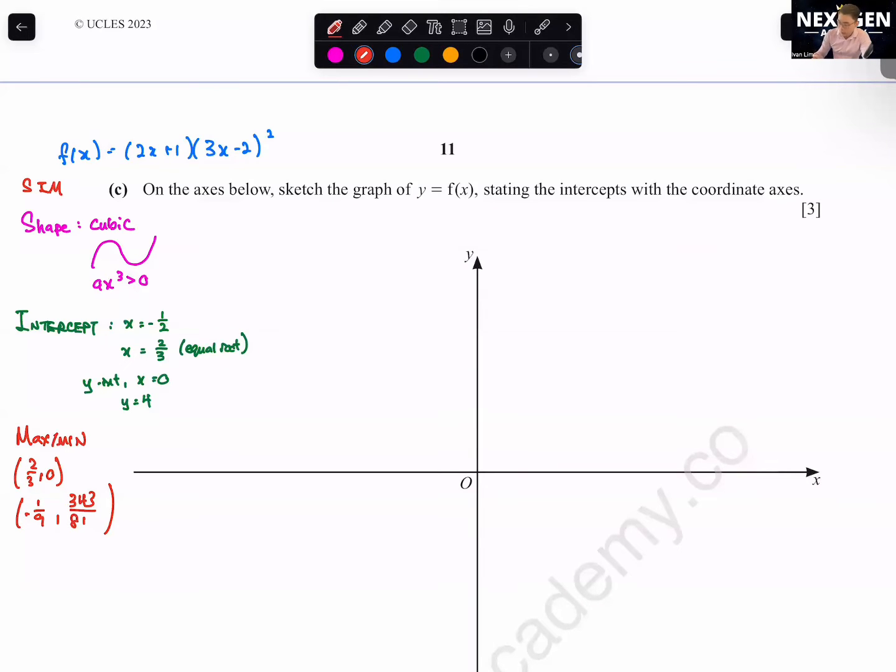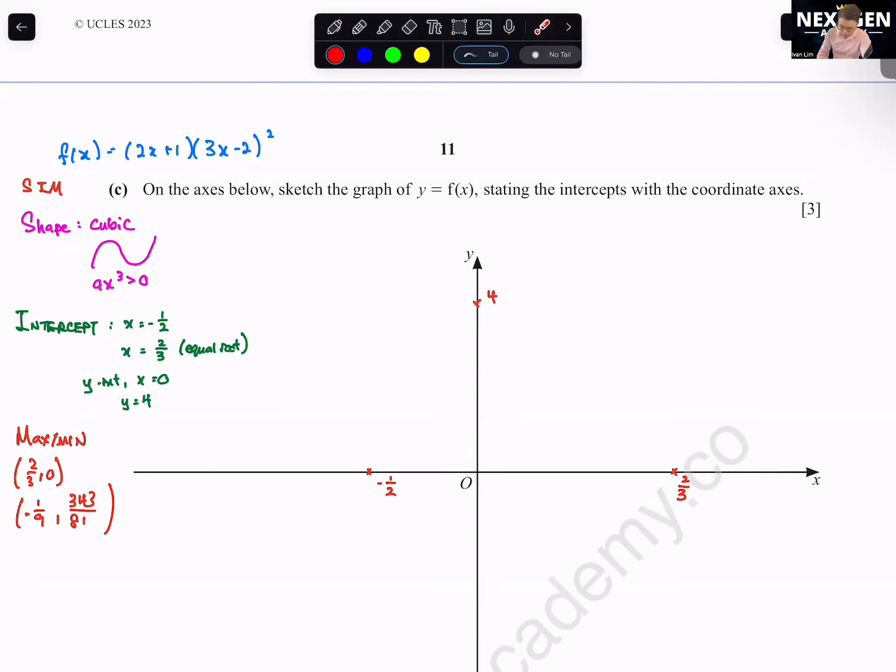So what do we need to do? Your shapes need to be correct for this one. They say you need to state the intercept. I'm going to teach you how they give the marks also. So put here negative 1 over 2. You just roughly estimate, but it needs to make sense. Here is 2 over 3. Your y-intercept is 4.